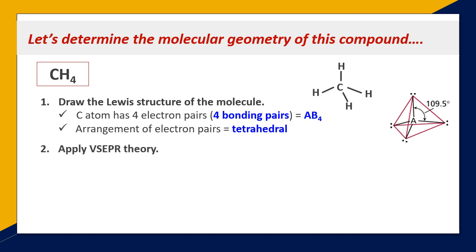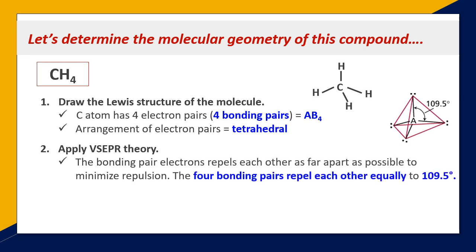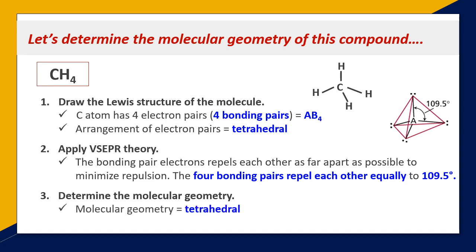The second step is to apply the VSEPR theory. Since in the molecule we have only 4 bonding pairs, all the bonding pairs repel each other equally to 109.5 degrees. And finally, we can determine the molecular geometry, whereas methane is a tetrahedral with a bond angle of 109.5 degrees.